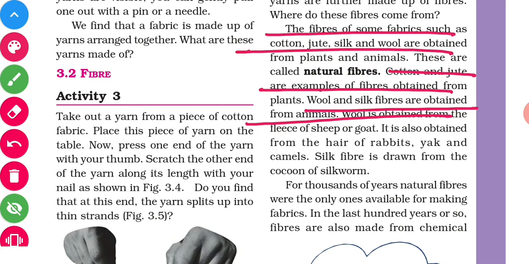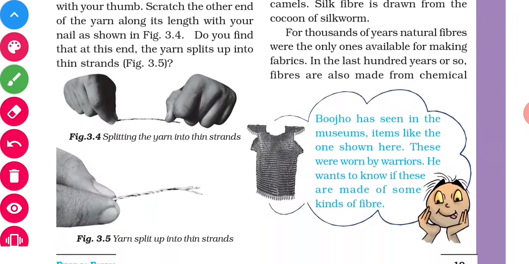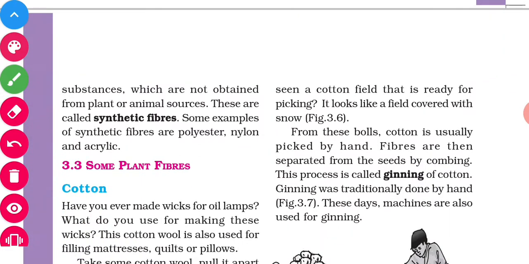Now these are the natural fibers. There are also some man-made fibers, known as synthetic fibers. Examples of synthetic fibers are polyester, nylon, and acrylic. They are not obtained from plants or animals. They are made artificially by man, so they are known as synthetic fibers.